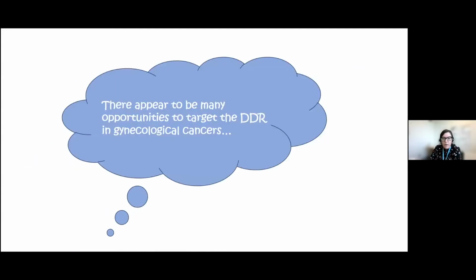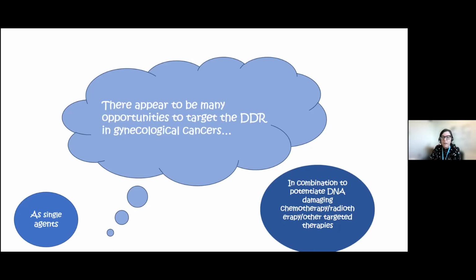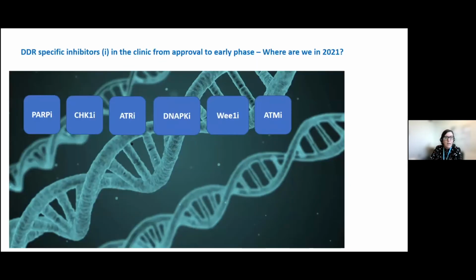So, a quick whiz through that suggests that, in summary, there appear to be many opportunities to target the DNA damage response in gynecological cancers as single agents, which is what I'm going to be focusing on today, but also in combination to potentiate DNA damaging chemotherapy, radiotherapy, or other targeted therapies. So what DDR-specific inhibitors do we currently have, from early phase clinics in development?